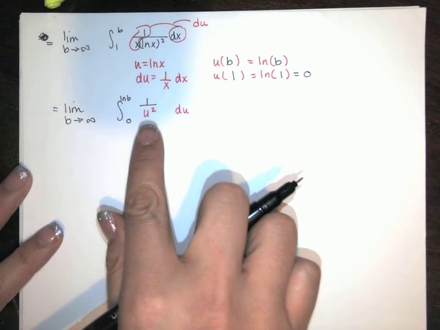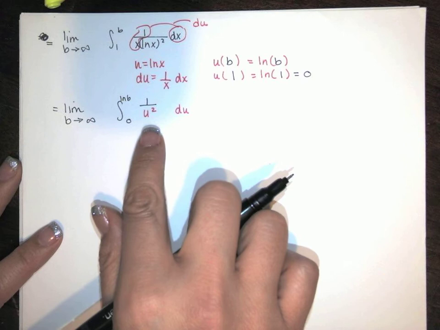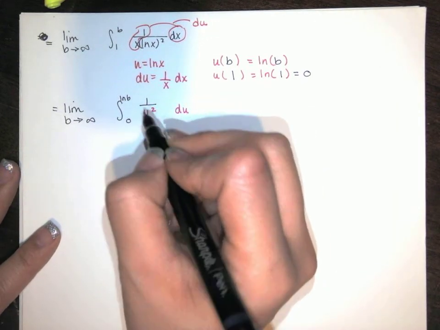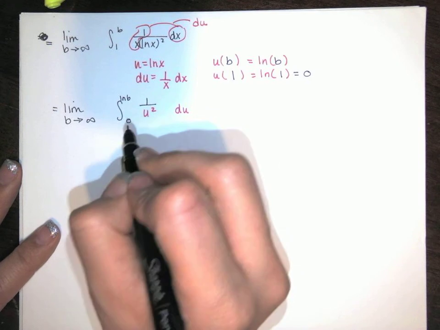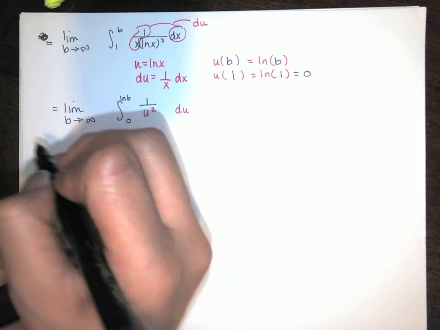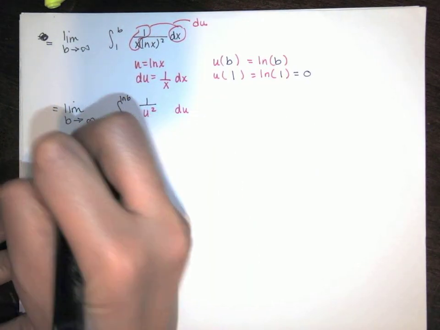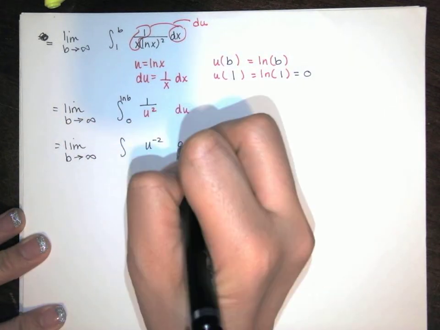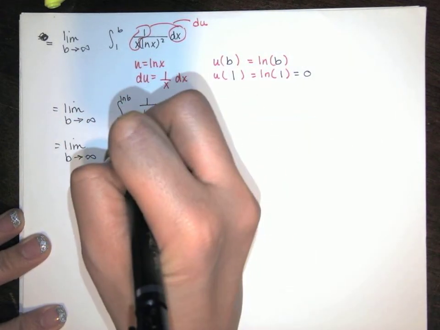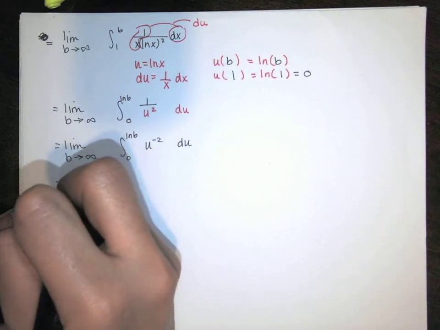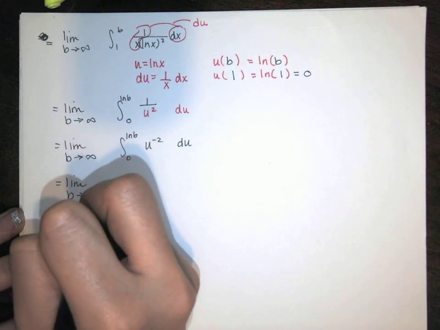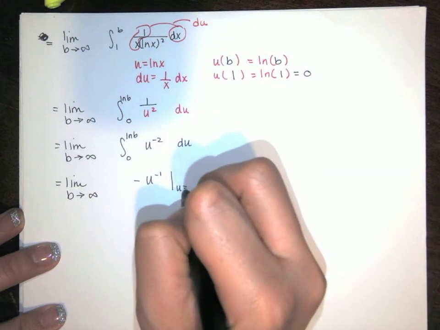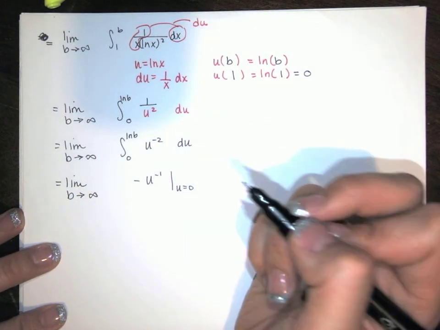Now be careful, the integral of this is not natural log of u squared. If that exponent is anything other than a 1, the antiderivative is not natural log of the denominator. In this case, you've got to rewrite it, bring that u up to the numerator, make that a -2 power, and use the power rule. So we add 1 to the exponent, divide by the new exponent, plug in u equals 0, and plug in u equals b and subtract.